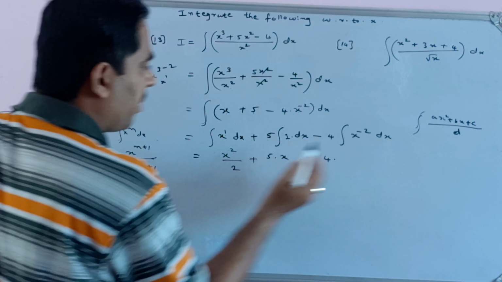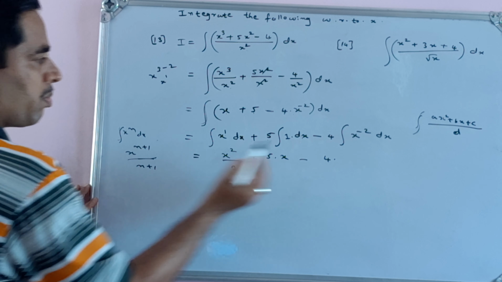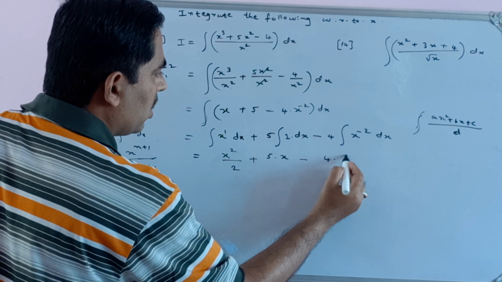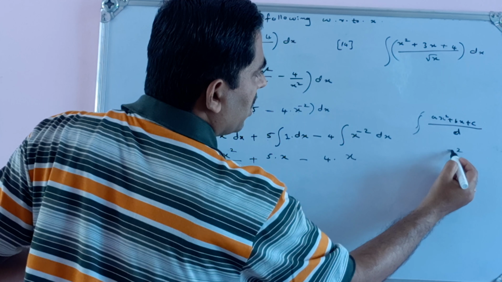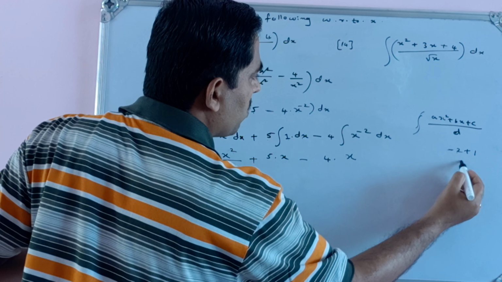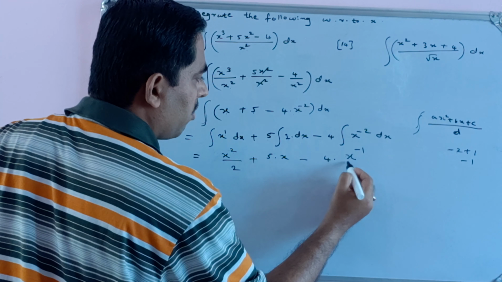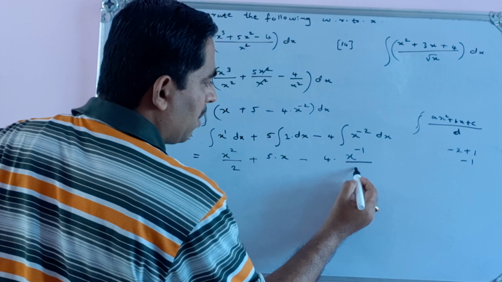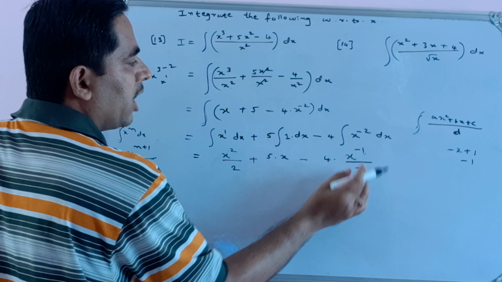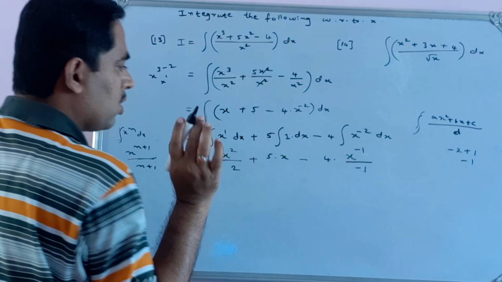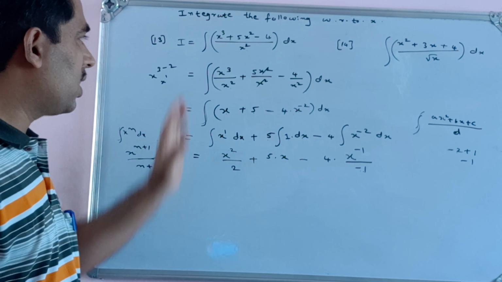Integration of x to the power of minus 2: use the power rule. Instead of n, put minus 2. The power is minus 2, so it is x to the power of n plus 1, where n is minus 2, so minus 2 plus 1. What is minus 2 plus 1? Minus 1. So x to the power of minus 1 divided by n plus 1. Whatever the power you write here, you write the same power in the denominator, so that is minus 1. We can leave it at this step. Okay, this completes our first problem.